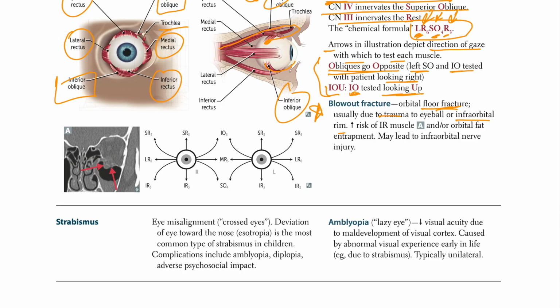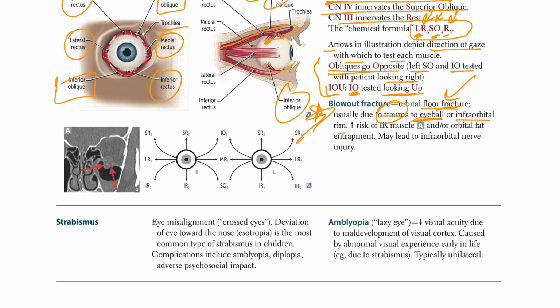And why? The question is, why would it happen? High yield: trauma to the eyeball. Punching on the eyeball. There was a fight, somebody punched someone. Here you go. They are going to present with diplopia, and you take a look on imaging, and you find, wow, there is a blowout fracture because of the orbital floor fracture.